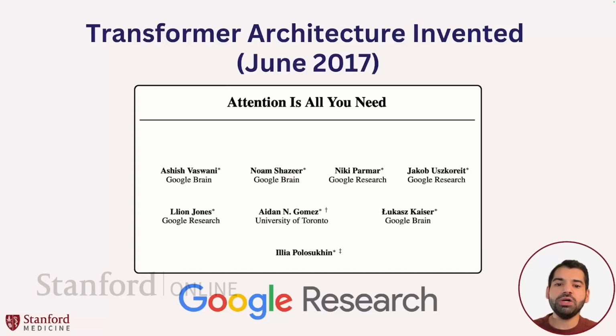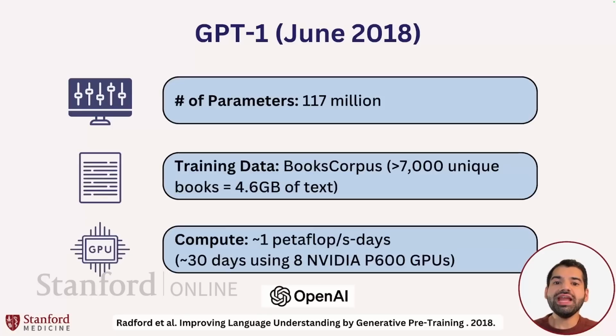This also allowed for much faster training due to parallelization, essentially taking advantage of the GPU's innate capability of doing multiple tasks at once. Over the next year or so, this foundational research was built on by a team of researchers at a then little-known company called OpenAI. They released a paper on the first iteration of their Generative Pre-trained Transformer, or GPT model, in June 2018.